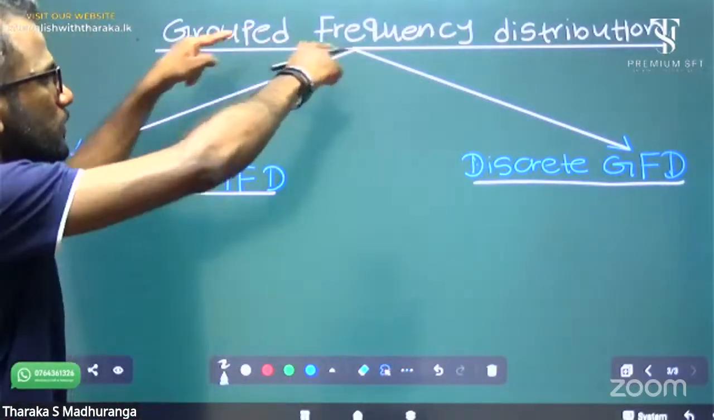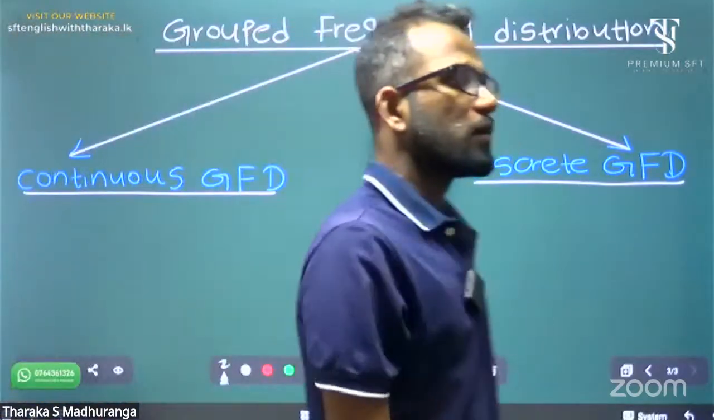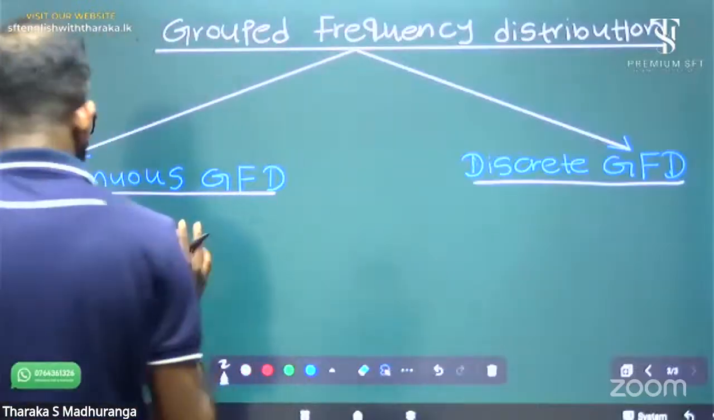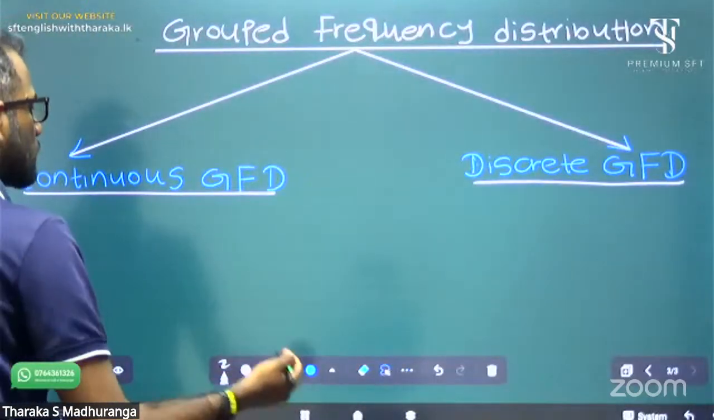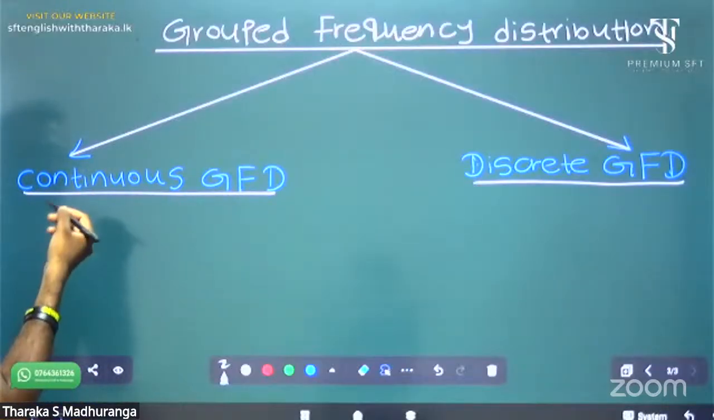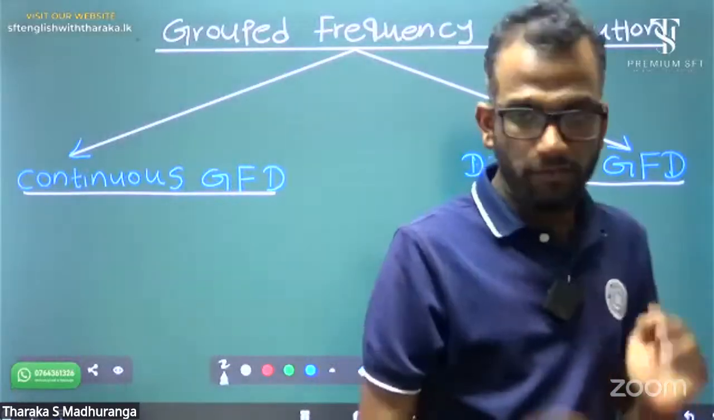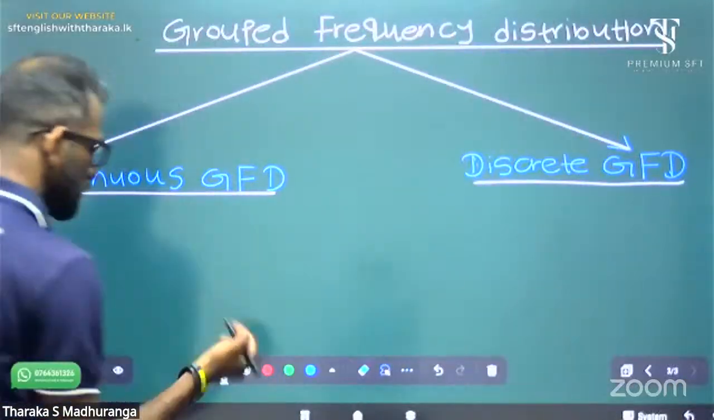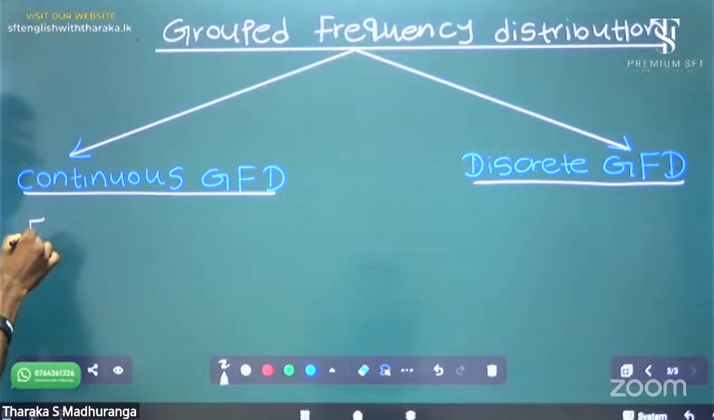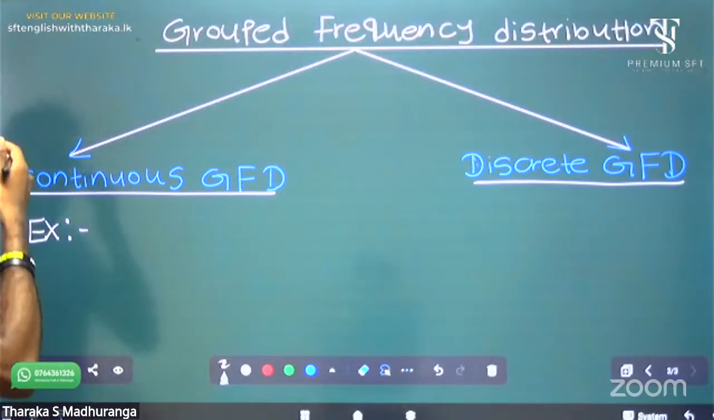Okay, let's draw this type of table, graph, chart. I will explain with examples. I'll give you a note about what the difference is. First, write down a short note: continuous group frequency distribution and discrete group frequency distribution. First, understand the difference. Example.